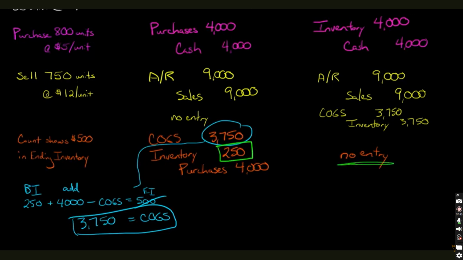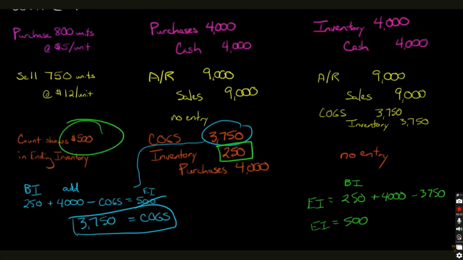Now, although there is no entry required when we think about the perpetual method, we can also just go and say, okay, does the ending inventory actually add up to 500? So let's look at this. Our ending inventory is going to be equal to 250, which is our beginning inventory, plus what we bought, what we added, our purchases of 4,000, and then minus what we sold. Well, we sold 3,750. There's our cost of goods sold right there. So all we do is just do a little math here, and we see that our ending inventory equals $500, and that's what we have here. Our count shows that we have $500 in ending inventory.